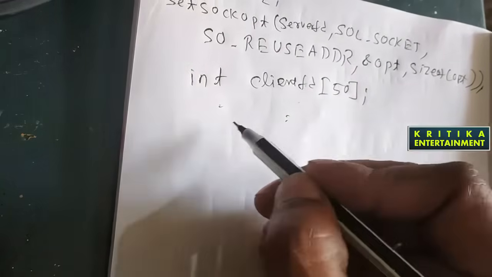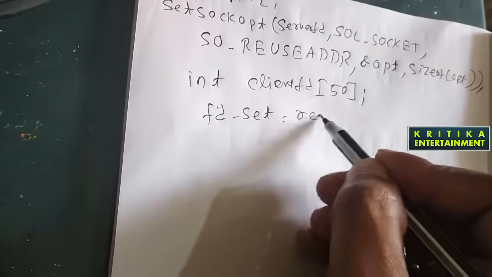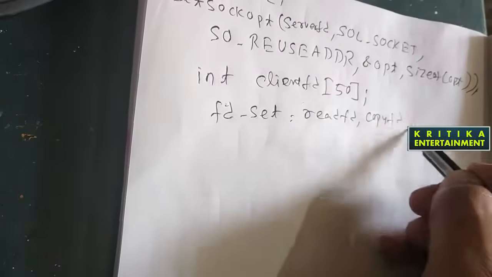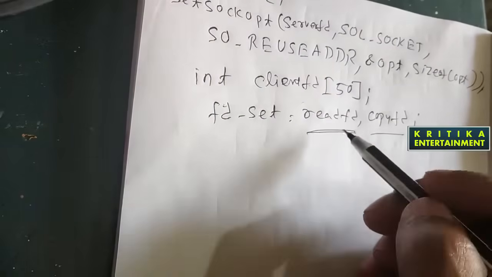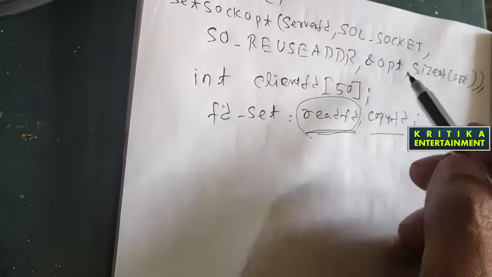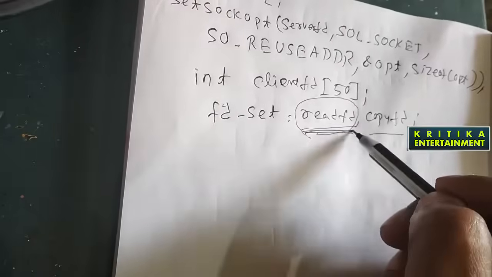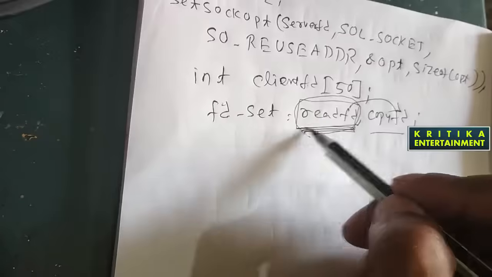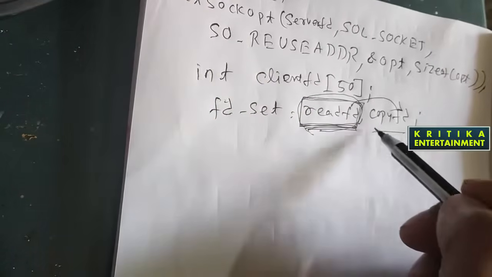Then here you will declare fd_set: read fd, and another is copy fd. Two fds I have declared. Why? I will tell you later. Read fd is my primary fd. So whatever fds come from the server, I will add to this fd. After adding, I will copy this into copy fd, so that it will be my shadow. It is my original; how many fds are added in this fd, I can track. This is a copy fd.